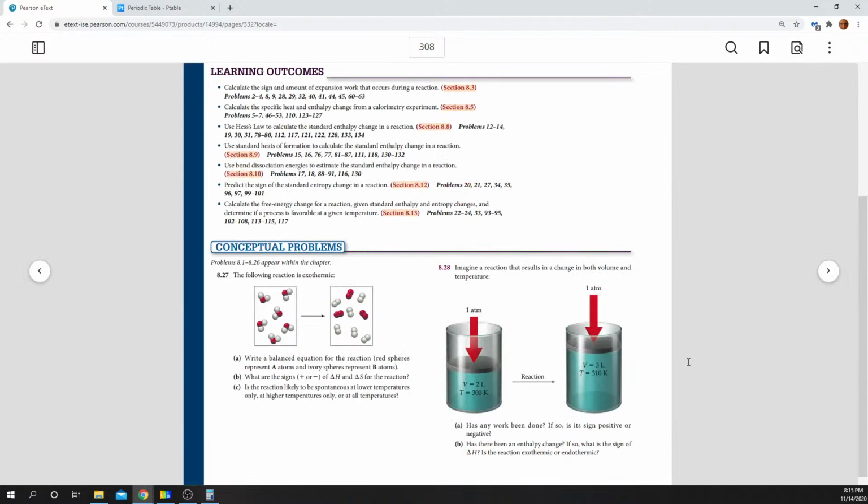All right, well, imagine a reaction that results in a change in both volume and temperature. Has any work been done? If so, is it positive or negative? Yes, work has been done, and the sign is negative. The system has expanded, so it's done work. Is there an enthalpy change? Yes, heat has gone into the system, and it is a positive sign, so it is going to be endothermic.